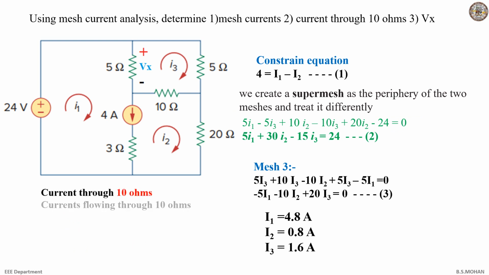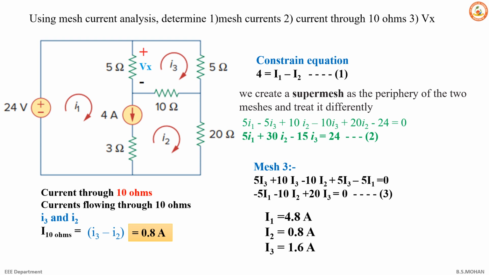So what is the current through 10 ohms? What are the two currents flowing through 10 ohms? I2 and I3. So the current through 10 ohms is I3 minus I2 or I2 minus I3, right? I get 0.8 amperes. As I said, we take positive current. Looking at the variables for I2 and I3, it's evident that I3 is greater, thus I have taken I3 minus I2.